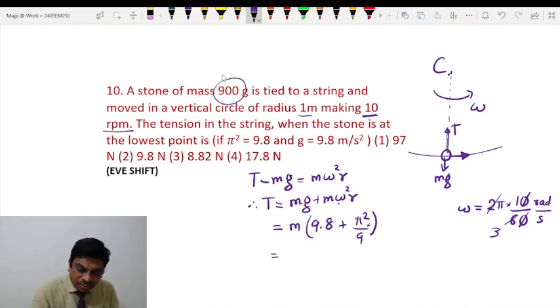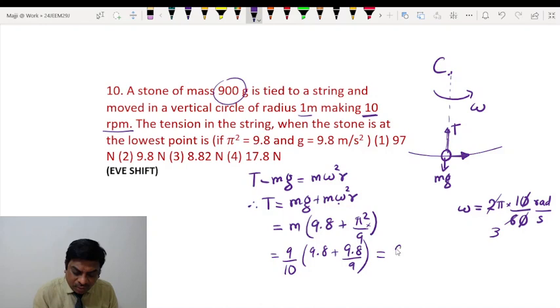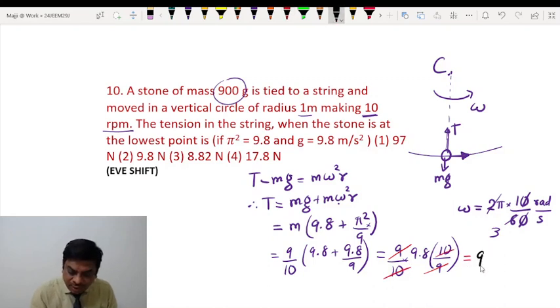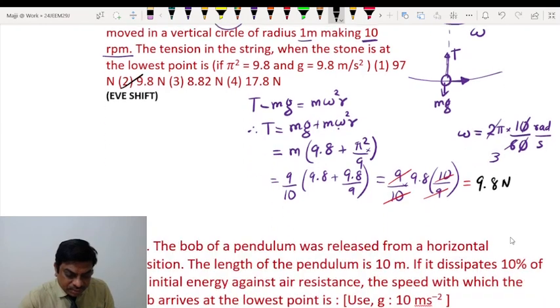Mass is 900 gram, so gram is to be converted into kg, divide by 1000. Then you have 9.8 plus 9.8 by 9. Take 9.8 common, students. When you take 9.8 common, we will be left with 1 plus 1 by 9, so it will be 10 by 9. As you can see, that 9 gets cancelled, 10 gets cancelled, and finally we are left with 9.8. Okay, so 9.8 Newton. Will go with the second option.